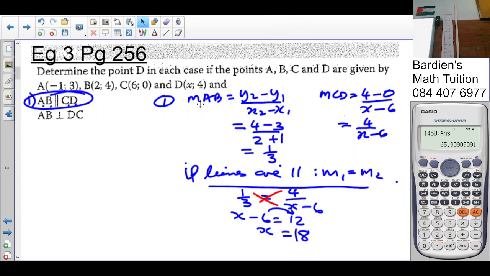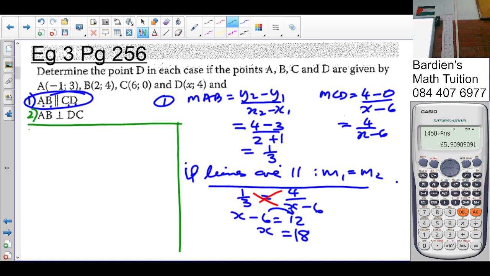Okay. Coming to this other one on this side, if lines are perpendicular, what does that mean to say? The product of the two gradients is negative 1. So the gradient of AB times the gradient of DC is equal to negative 1. What's the gradient of AB? A third times the gradient of CD, which is 4 over x minus 6, equal to negative 1.